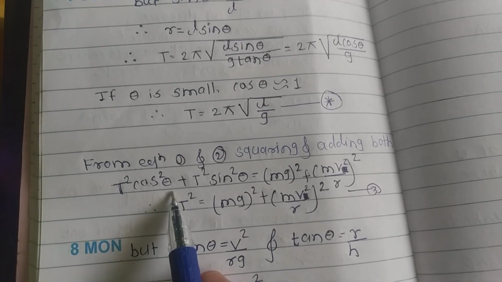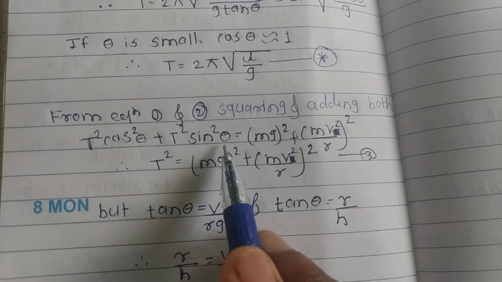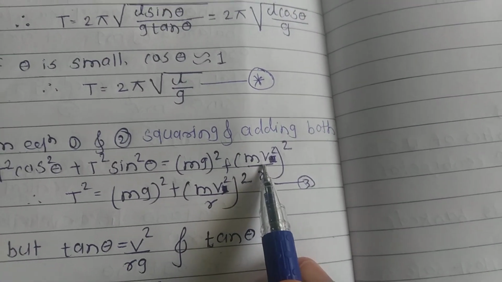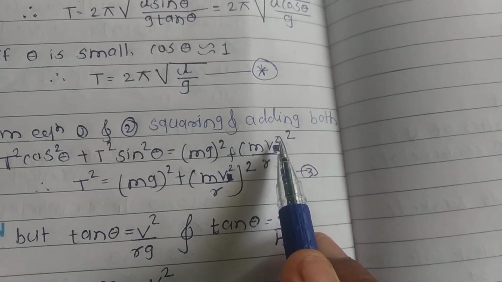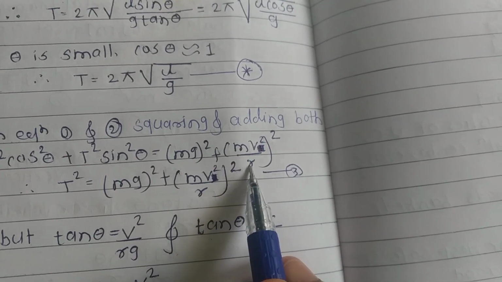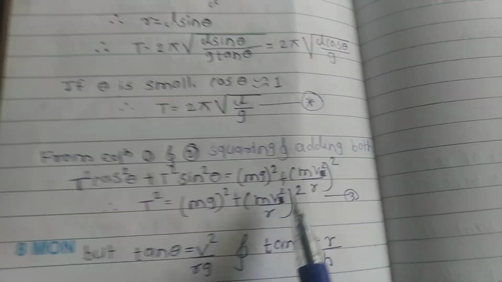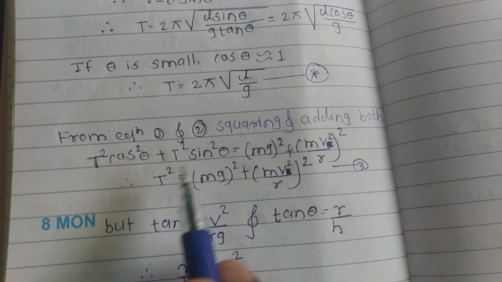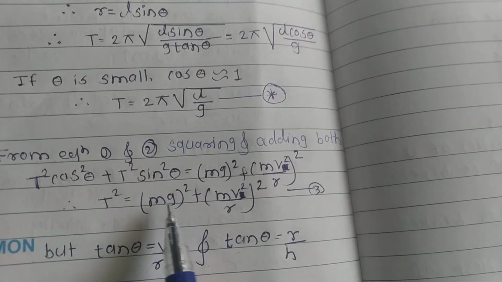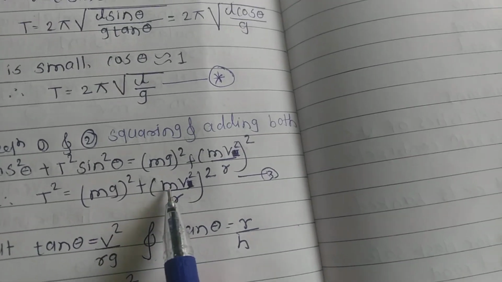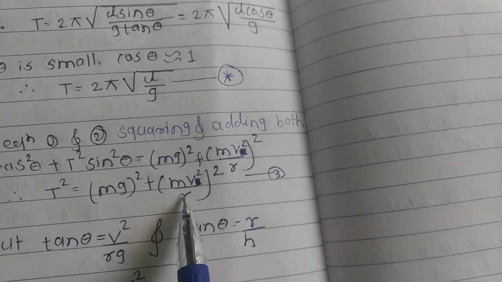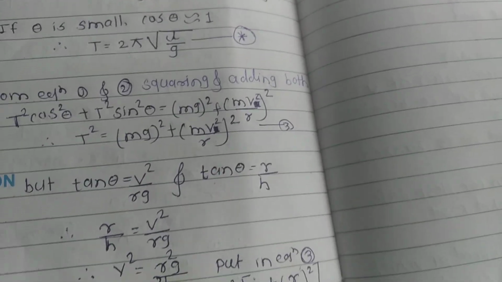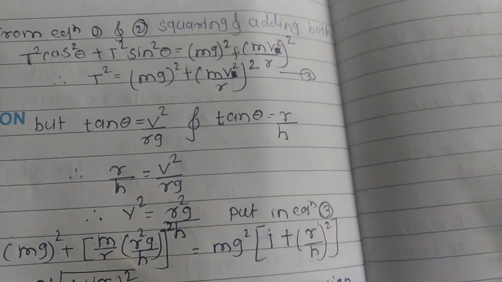So T square cos square theta plus T square sin square theta is equal to (mg) square plus (mv square upon r) bracket raised to square, where mv square upon r is the centripetal force. Here we know that the value will come 1, a mathematical identity. Therefore T square is equal to (mg) square plus (mv square upon r) whole square. In that equation we are getting two values.